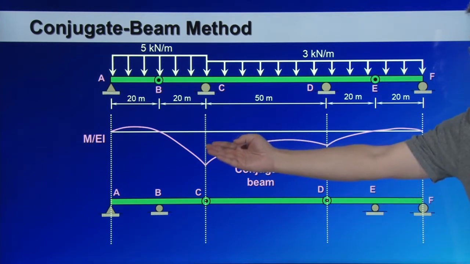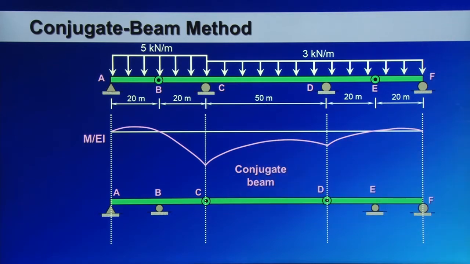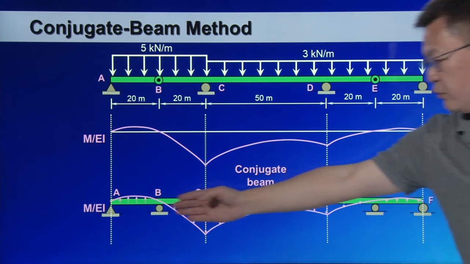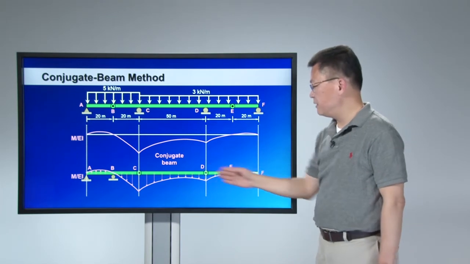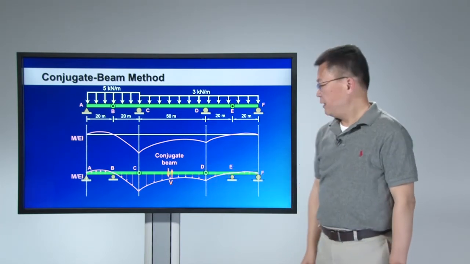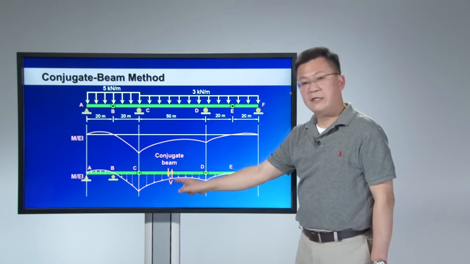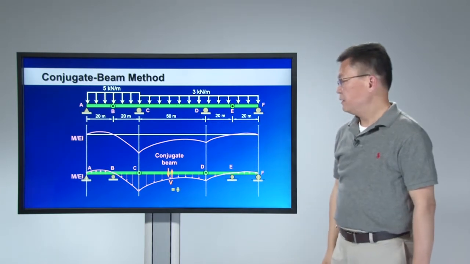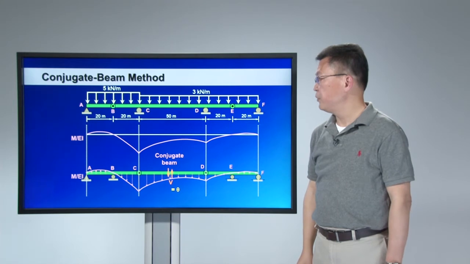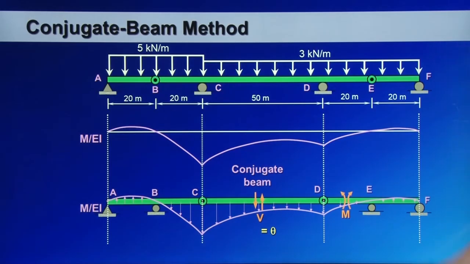Next, you just take M over EI and assume that it's a loading acting on the conjugate beam. Then you can perform equilibrium calculating shear force and bending moments inside this conjugate beam. And the shear force inside this conjugate beam will correspond to the rotation angle at the same location of the structure in the real beam. Also, the bending moment will correspond to the displacement of the real beam.